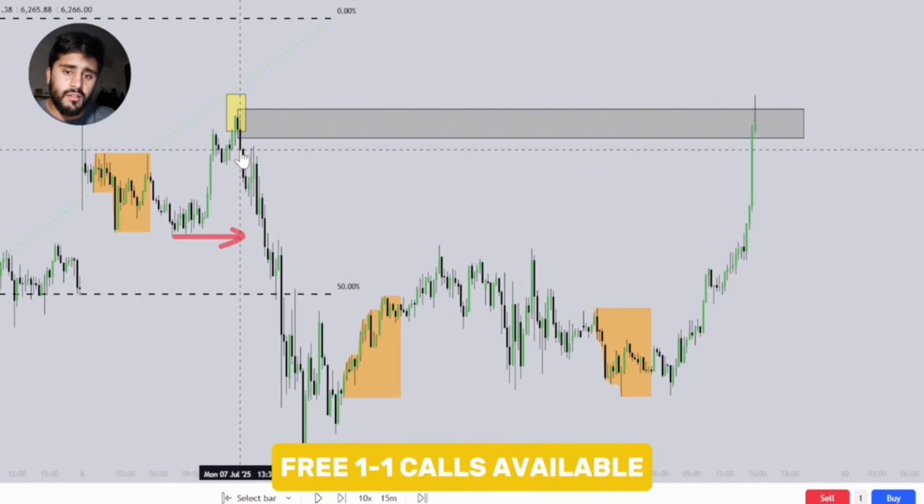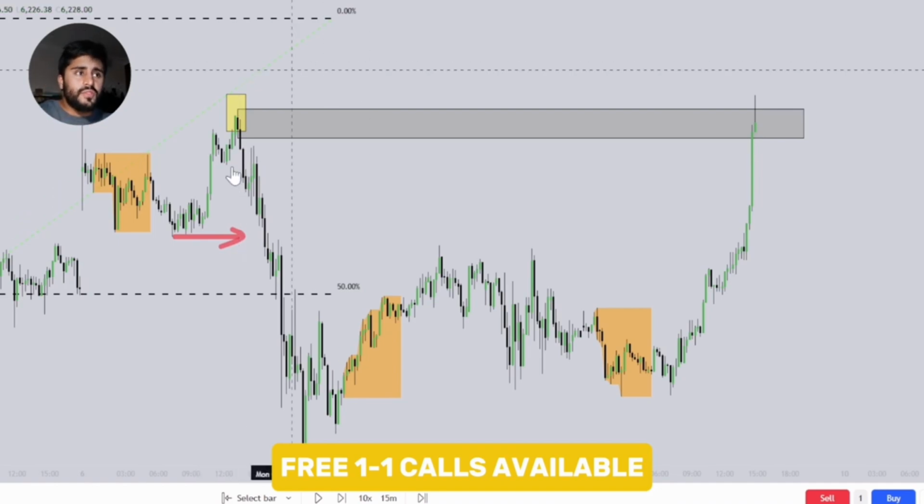Especially if they're unmitigated, the markets can come back one, two, three, four, even a week later, re-mitigate that unmitigated level and give us fantastic trade setups. So I'm always looking to leave my levels on the charts, whether they're mitigated or especially when they're unmitigated. So this is my POI.